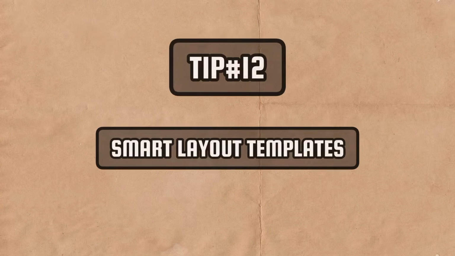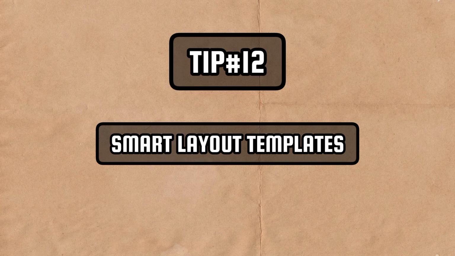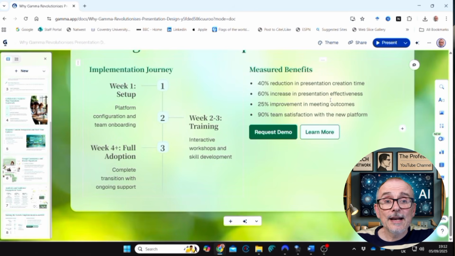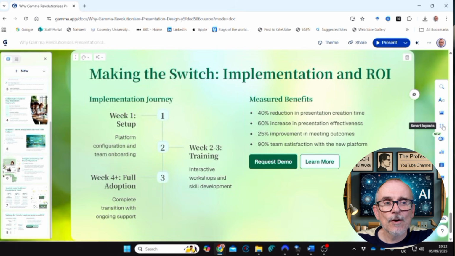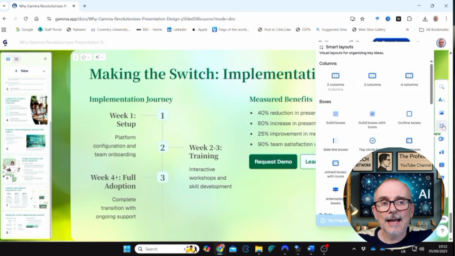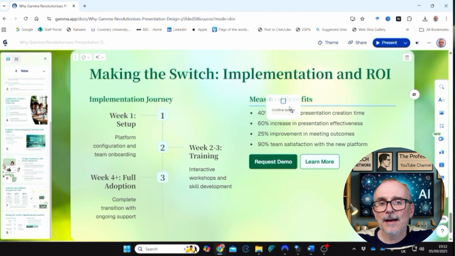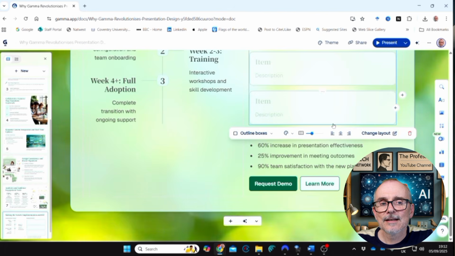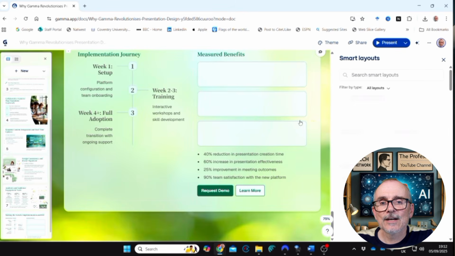Let's move on. So tip number 12, smart layouts. So now let's look at smart layout. So we've got our layout. If you go over here to these four dots, you get smart layouts. So what you can do is just drag and drop these things, and it should. So let's put an outline box around here. There we go. You change that layout.